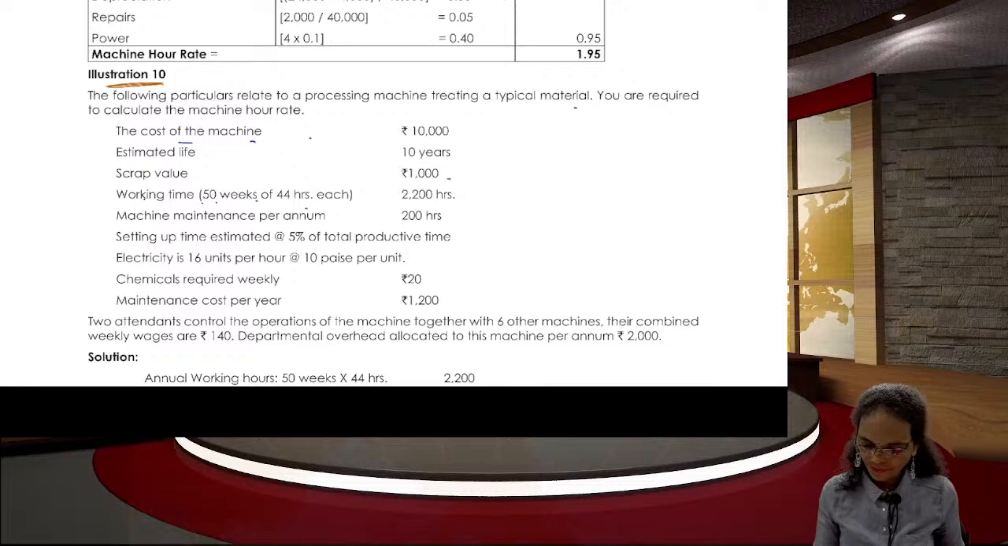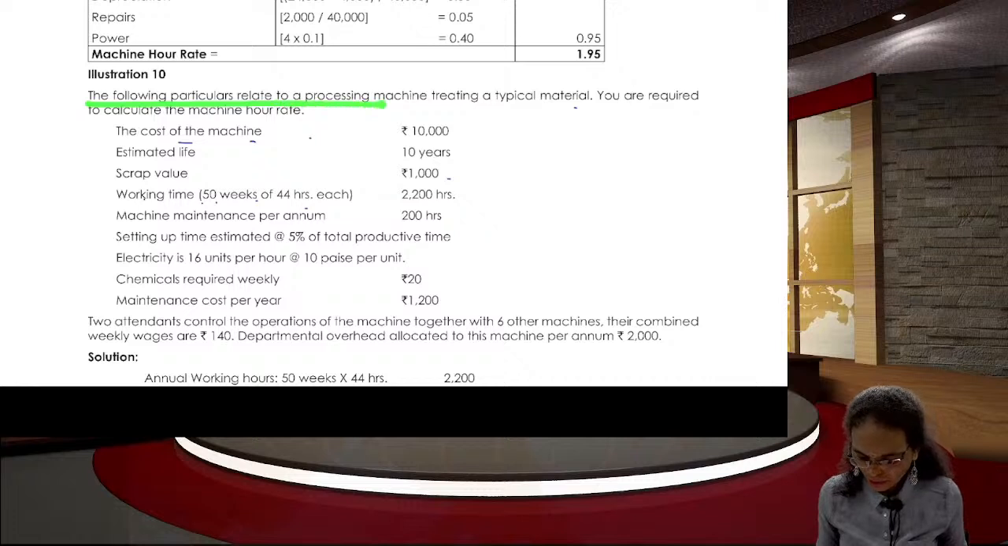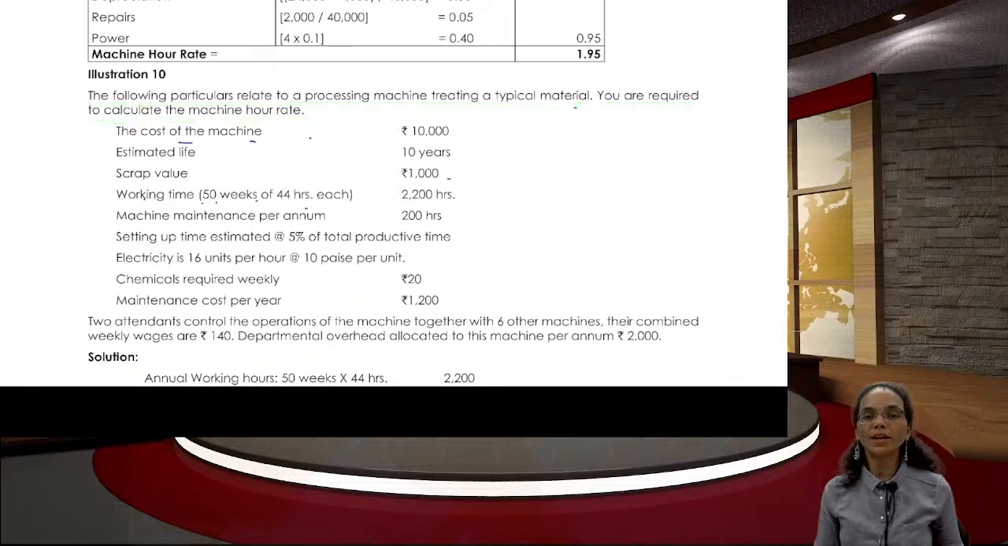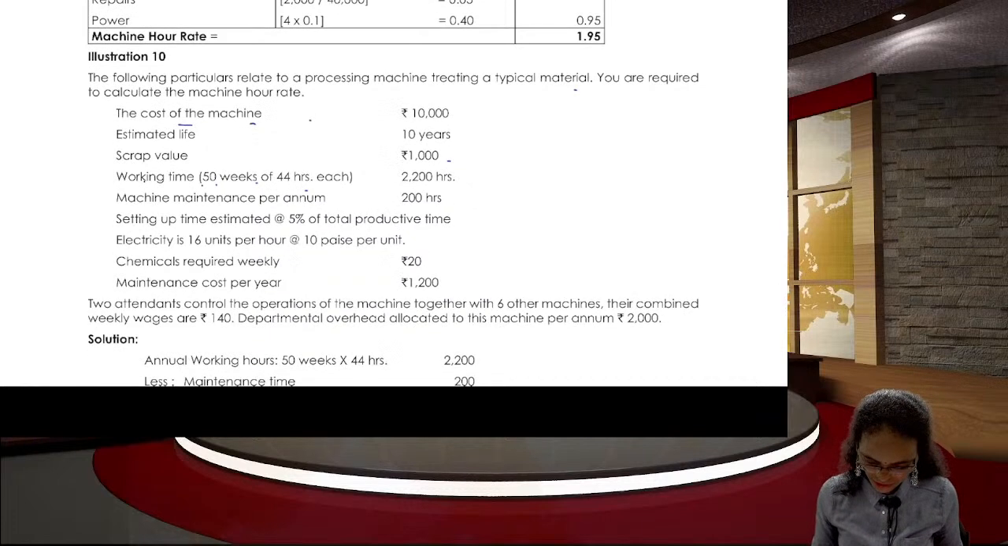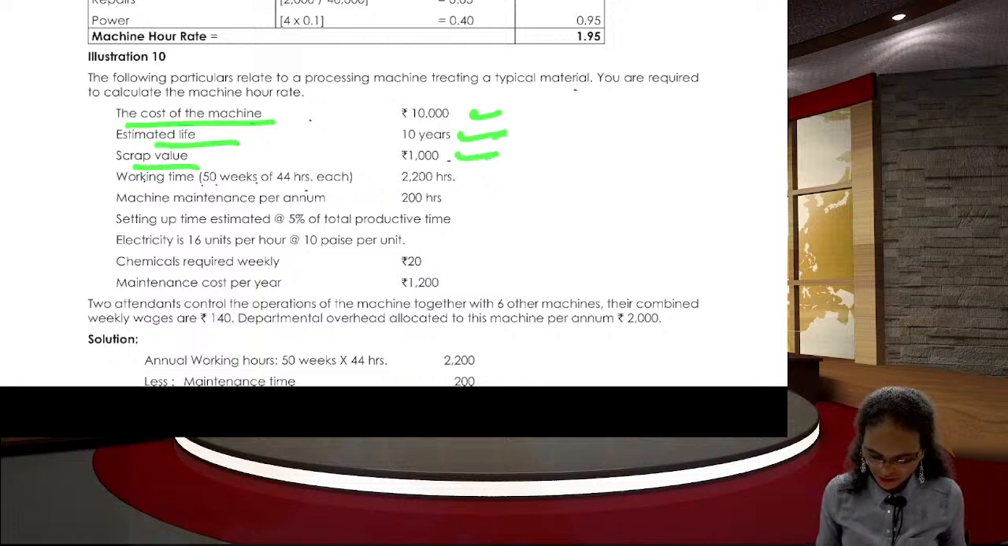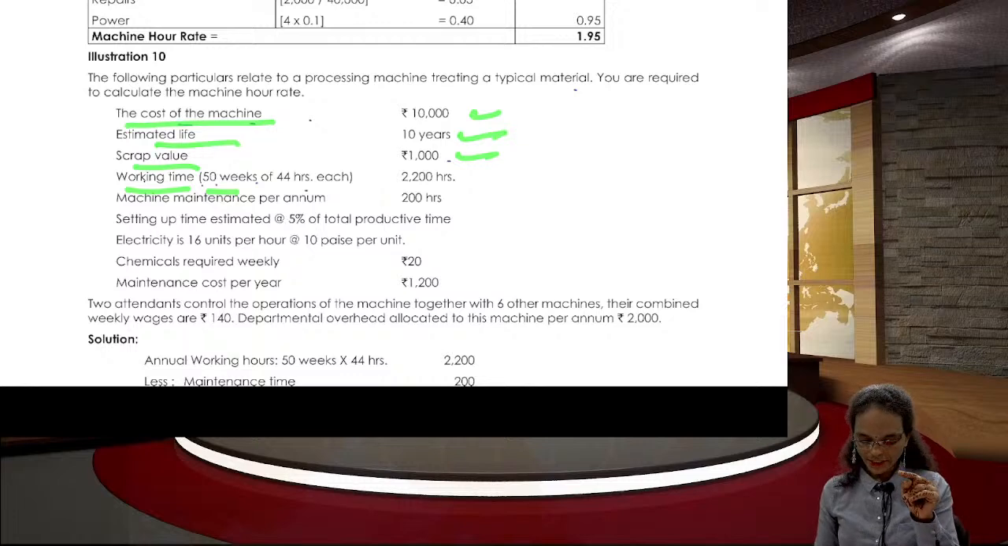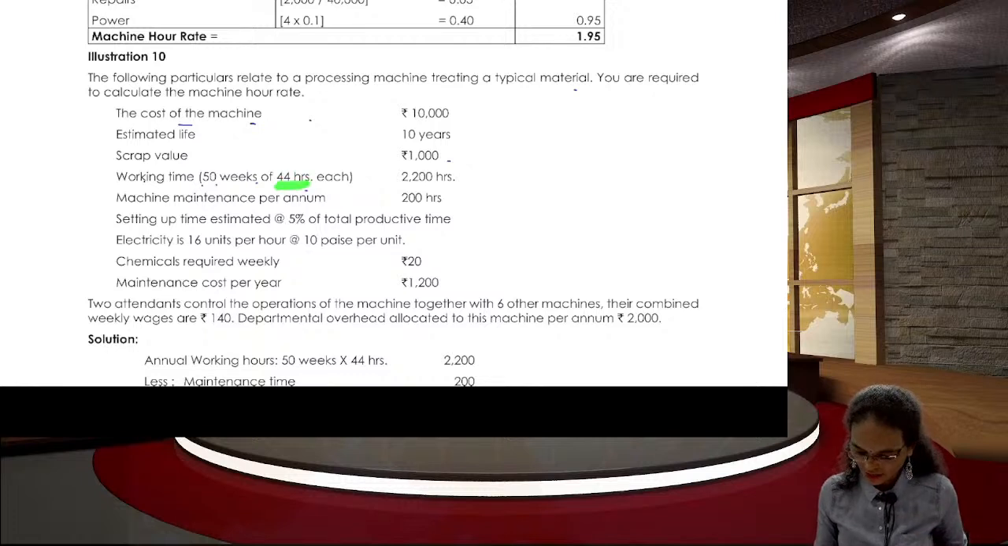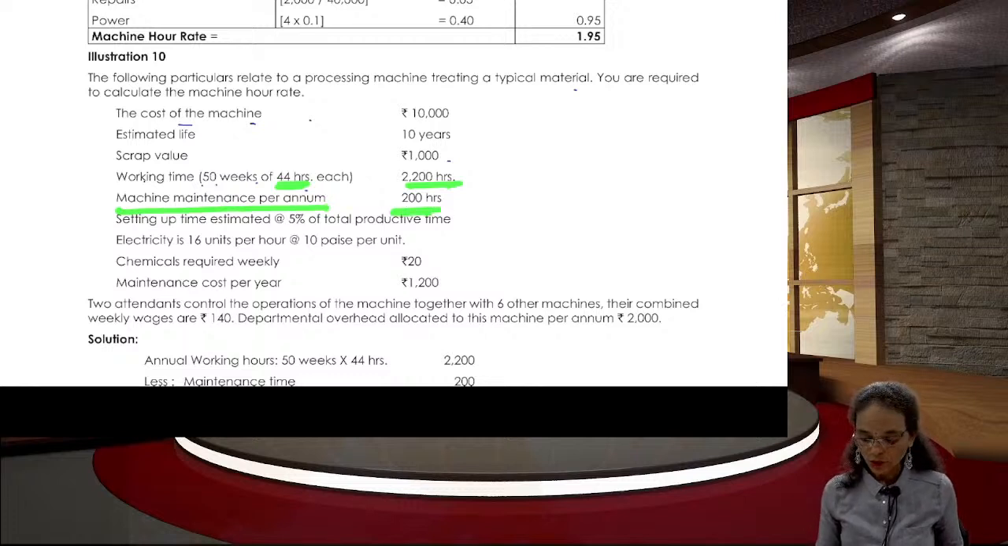Problem number 10. The following particulars relate to a processing machine treating a typical material. You are required to calculate the machine hour rate. Again, the machine hour rate is being asked. Cost of the machine is given. Estimated life is given. Scrap value is given. Working time: 50 weeks of 44 hours each. So 50 weeks and per week 44 hours is the working hours. Machine maintenance per annum is this much. Total working hours this much and maintenance time this much.